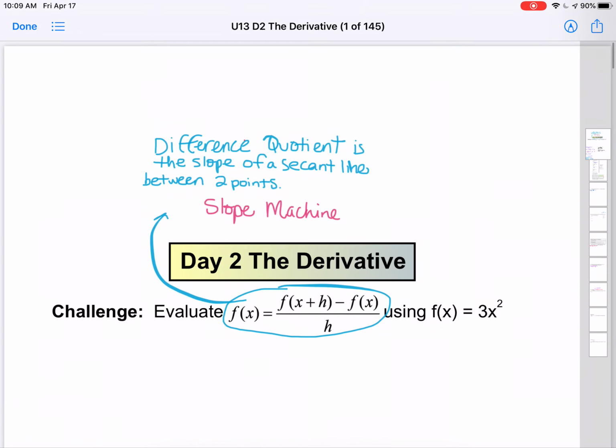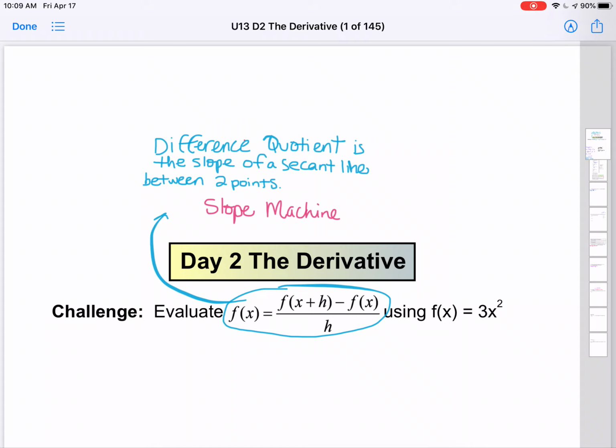Okay, guys, here we go, day 2, the derivative. We'll talk about what the derivative is in a sec, but first let's give you a challenge question. I want you to evaluate f of x plus h minus f of x divided by h, using f of x as 3x squared, which we all know is a parabola.